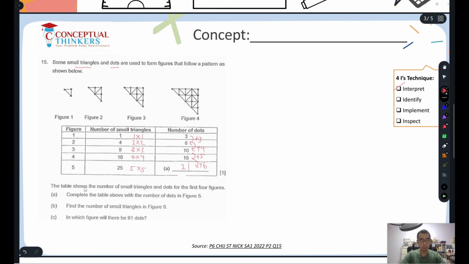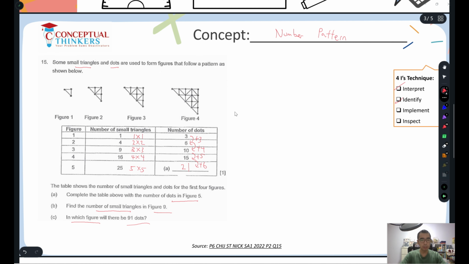So if you continue with the question, the table shows the number of triangles and dots for the first 4 figures. For part A, we need to complete the table above with the number of dots in figure 5, which is what we have done. Next, we need to find the number of small triangles in figure 9, which is column 2, for figure 9. Then lastly, we need to find which figure will have 91 dots, which is for the third column. The concept here will be number patterns. You can look at the other video that I created for number patterns. Okay, so we already identified the concept.